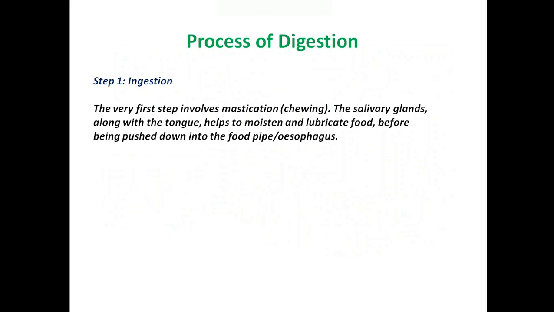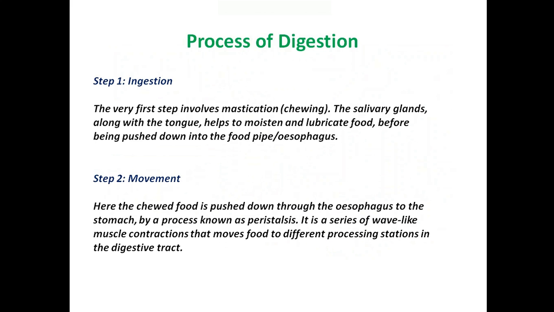Now let's look at the process of digestion of food. The first step is ingestion. The very first step involves mastication or chewing. The salivary glands, along with the tongue, help to moisten and lubricate food, before it is pushed down into the food pipe or the esophagus.